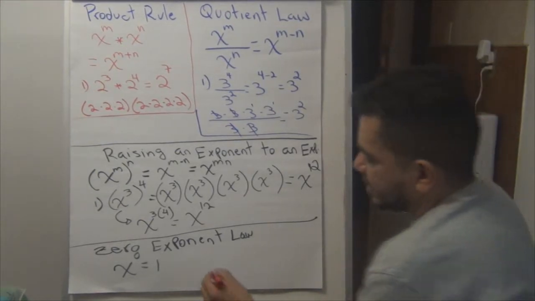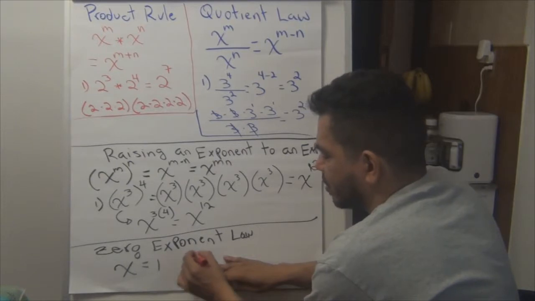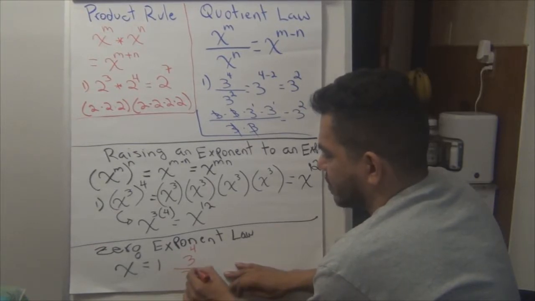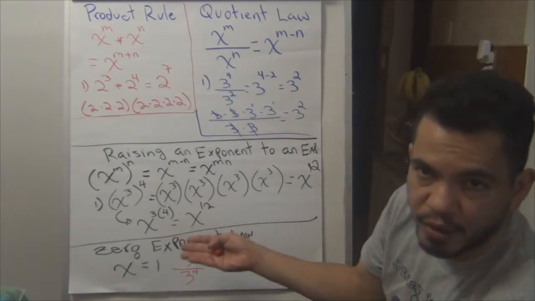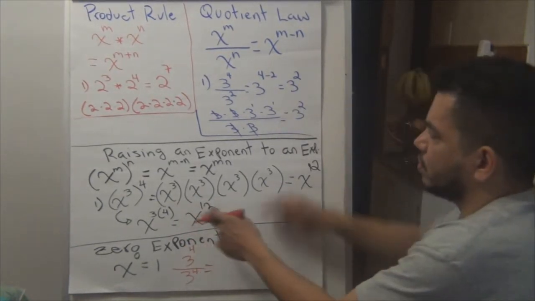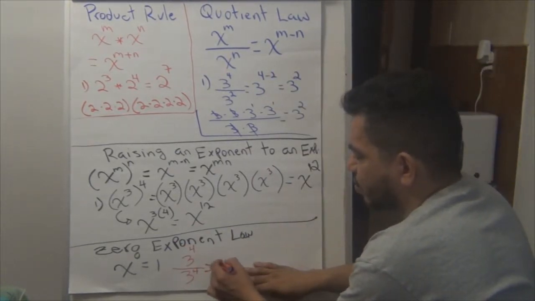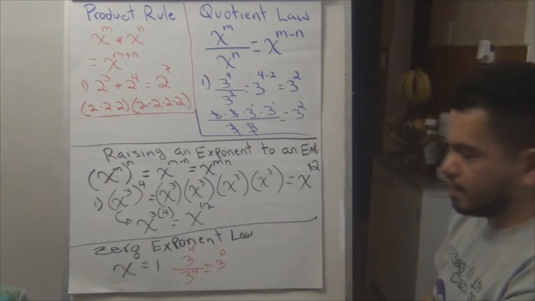Okay, so let's say I have 3 to the 4th power divided by 3 to the 4th power. Not 34, to the 4th power, or to the exponent of 4. So if I follow the quotient rule, I have to subtract the exponents, so I get 3 to the 0. Now let me prove this to you.